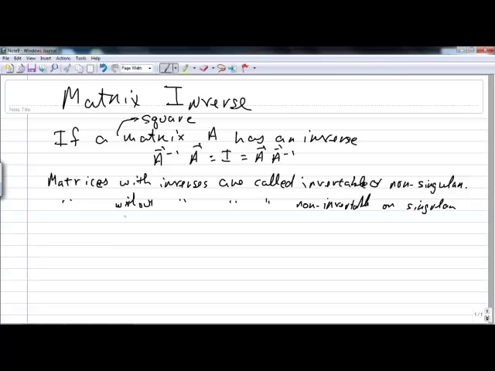So let's look at an example of a singular matrix. So this is a singular matrix, and we can say, okay, why is this matrix singular? That is, why does it not have an inverse?